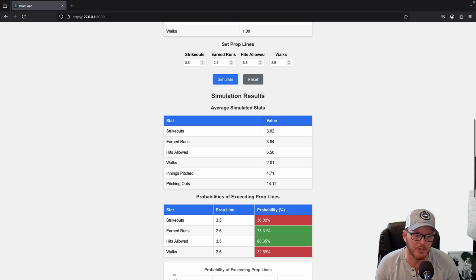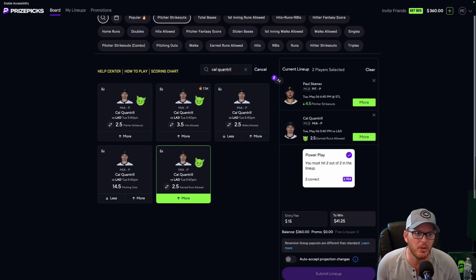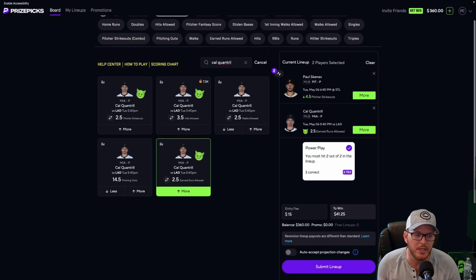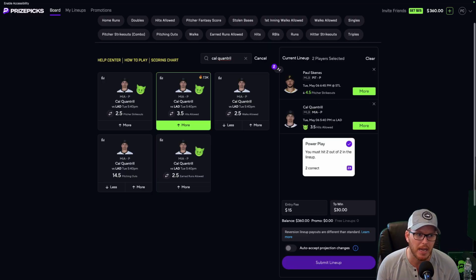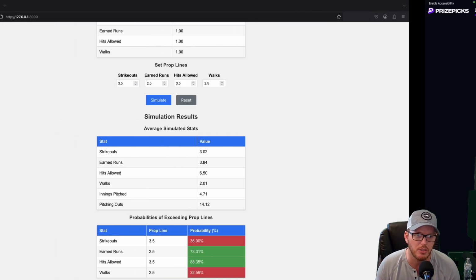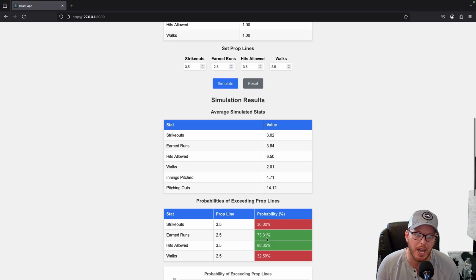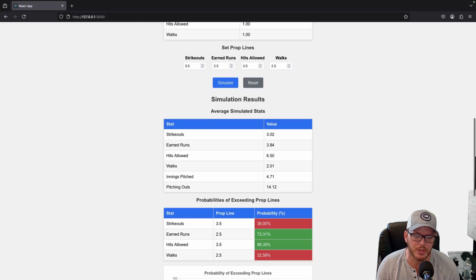88% for hits allowed, man. 73% for earned runs. So which one do we choose? Well, it depends on which one pays more, and I already know that it's going to be this one. See, the earned runs pays 2.75x, so it's the same thing with Wheeler. If you want to be more conservative, you're trying to build a bankroll, you go with this guy right here, the hits allowed. That's 88%. If you're wanting to take a shot, you can pony up a little bit more courage, 73%, which is still a lot. It's not as much as 88%. You go with the earned runs.